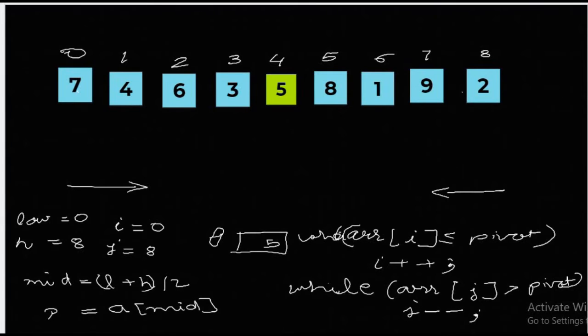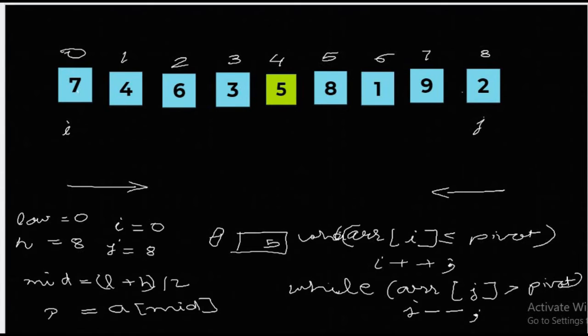So let's see. Suppose i is here. We will see if array[i] is less than or equal to pivot. 7 is less than or equal to pivot? No. So we are not going to move i. Now we'll check for array[j]. So j is here. If array[j] is greater than pivot, no, it is not. So basically we are not going to do j--.